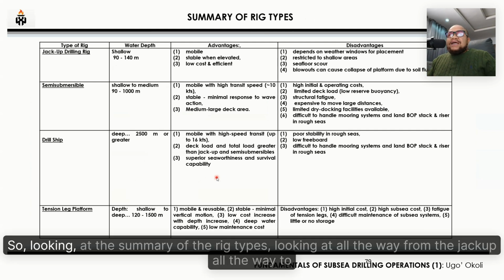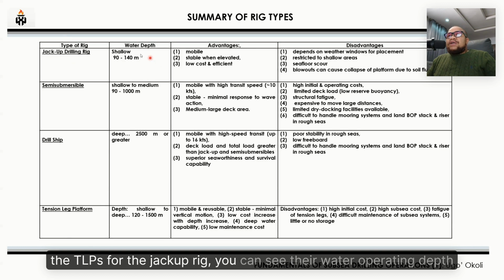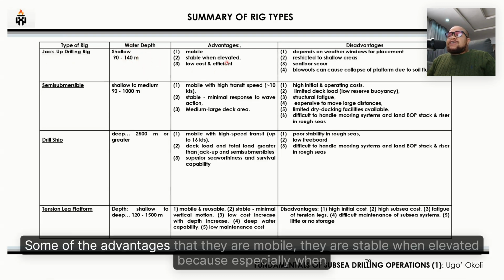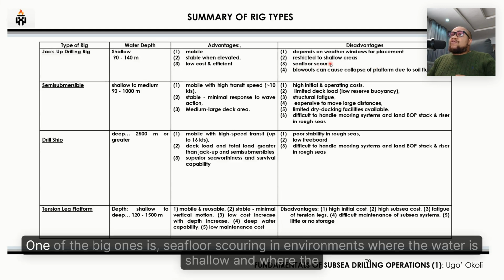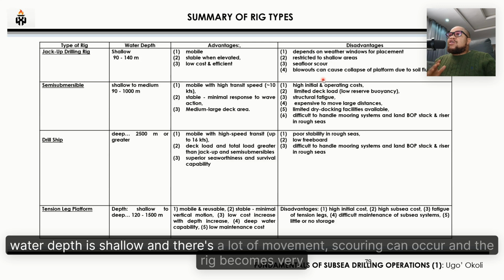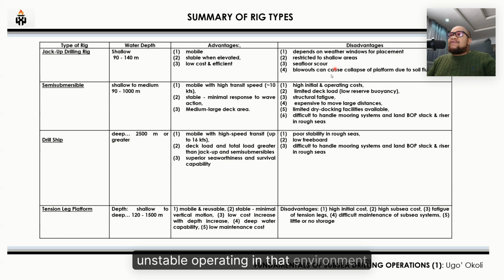So, looking at the summary of the rig types, all the way from the jackup up to the TLPs. For the jackup rig, you can see their water operating depth. Some of the advantages are that they are mobile and stable when elevated, especially the ones that have spud cans and the truss structure. They are low cost and efficient. Some of the disadvantages: seafloor scouring, where the water depth is shallow and there's a lot of movement, scouring can occur and the rig becomes very unstable operating in that environment.